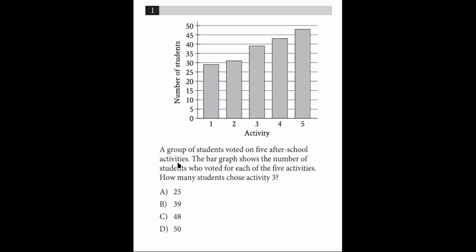So starting with question one, it says a group of students voted on five after-school activities. The bar chart shows the number of students who voted for each of the five activities. How many students chose activity three? So we go to activity three, go up, and we see it's right below 40, so that would be 39. So answer choice B.